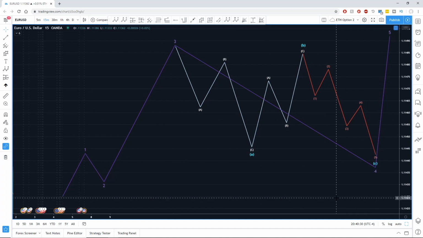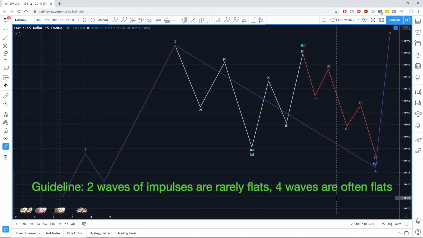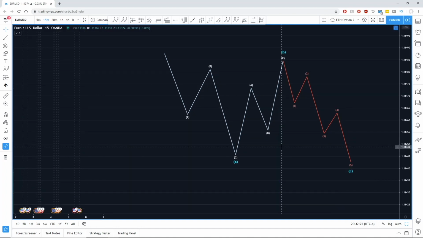And you might remember that in 5-wave structures, 2 waves are often zigzags. On a similar note, 4 waves of impulsive moves are often flats, and 2 waves are rarely flats. Let's dive into the different variations of flats.